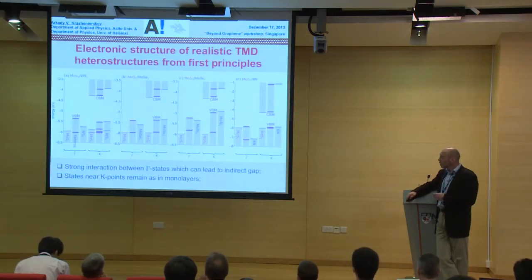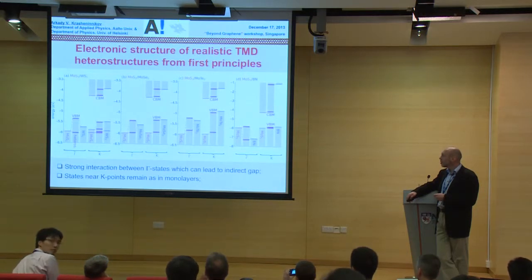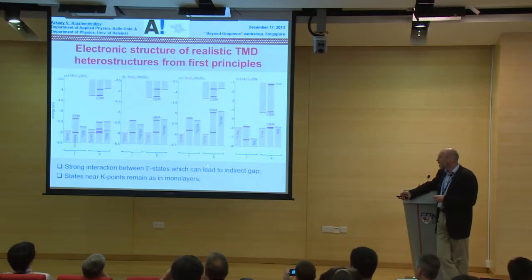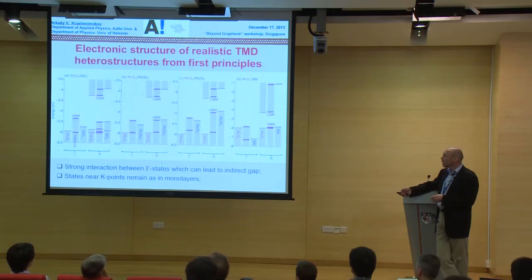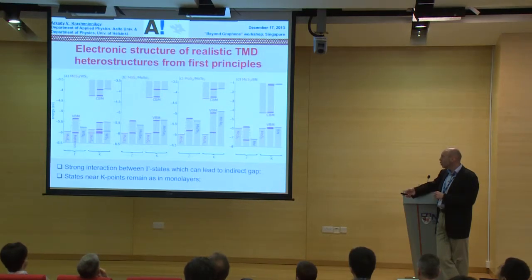Okay, so now, how the band structure of the material changes when you stack molybdenum disulfide with tungsten disulfide or some other materials. Basically, as already several speakers mentioned today, when you stack 2 materials, mostly the states near the gamma point change a lot, and at the Dirac point, the changes are much smaller.